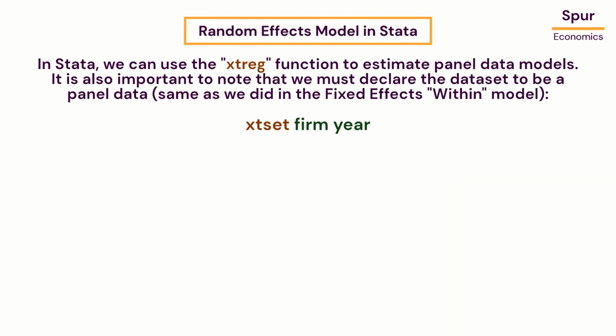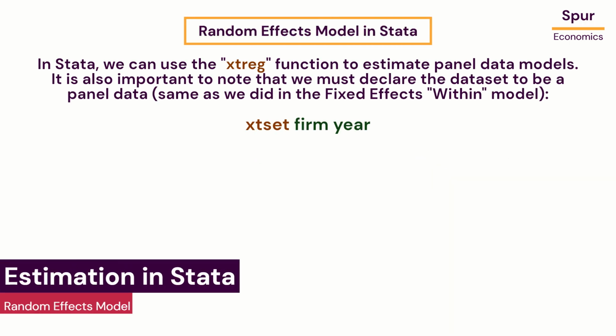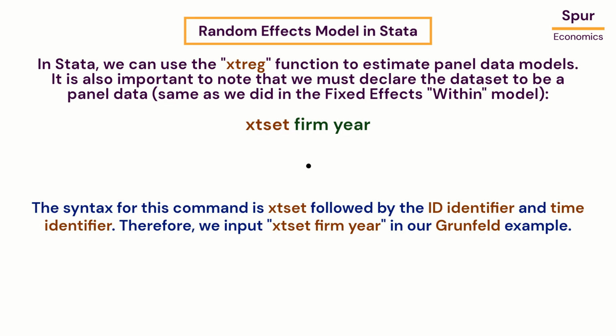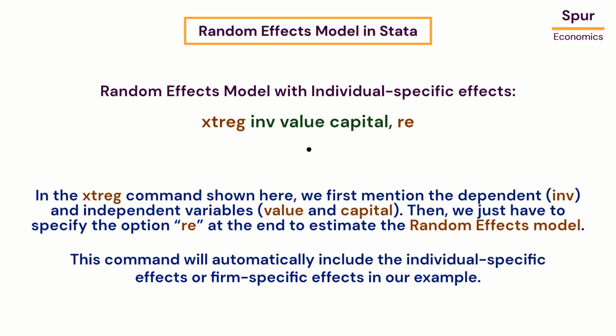In Stata, we can use the xtreg function to estimate panel data models. It is also important to note that we must declare the dataset to be a panel data using the xtset command shown here. The syntax for this command is xtset followed by the ID identifier and time identifier. Therefore, we input xtset firm year in our Grunfeld example. In the xtreg command shown here, we first mention the dependent and independent variables as usual. Then, we just have to specify the option re at the end to estimate the random effects model. This command will automatically include the individual specific effects or firm-specific effects in our example.